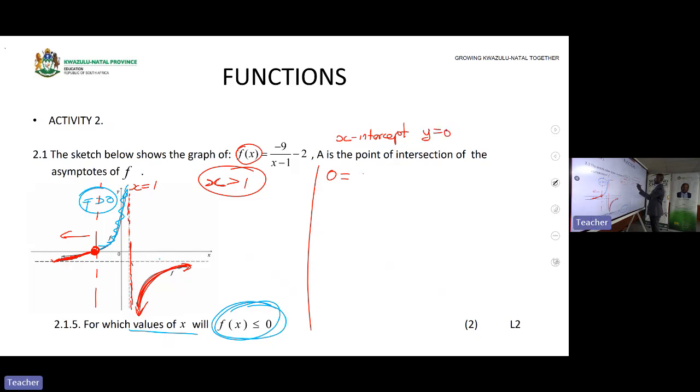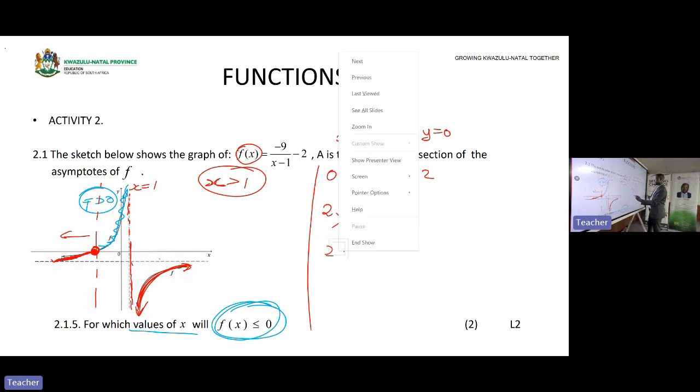So in our equation, we are going to say y equals 0, then 0 equals minus 9 over x minus 1, minus 2. It's something that we already calculated. Then you transpose the 2, so 2 equals negative 9 over x minus 1. Then you cross multiply, and you have 2x.